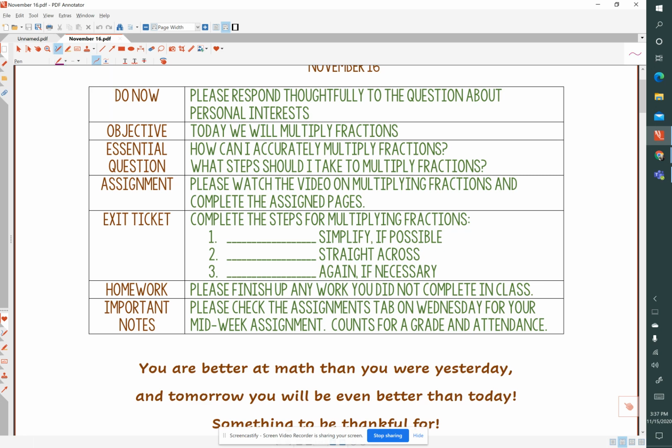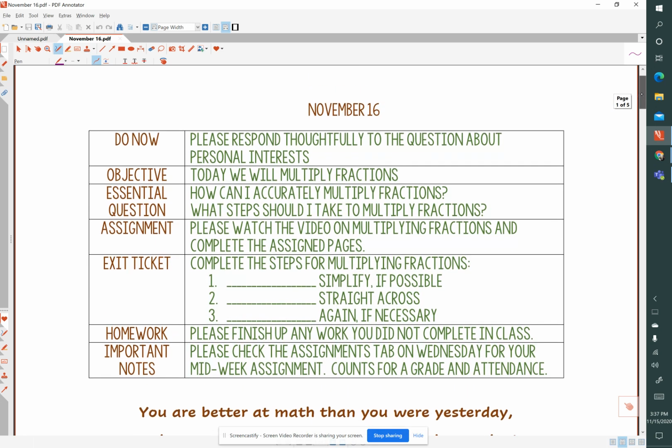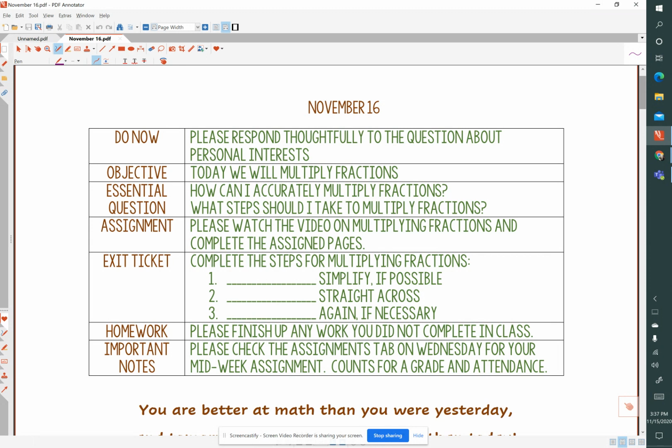Hello, students, and today for our lesson, we're going to start multiplying fractions. It's a little bit new. So let's look at what we're going to do today. If you're due now, I want you to respond thoughtfully to a question we have about interest. Okay, so that's going to be an interesting question for us to ponder. Our objective is to multiply fractions, as I mentioned.